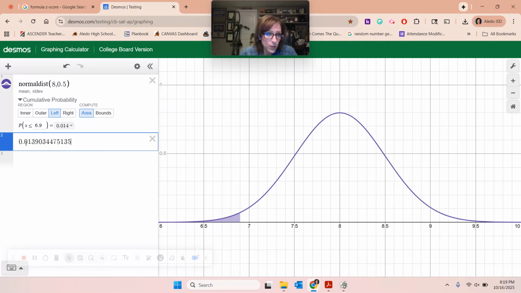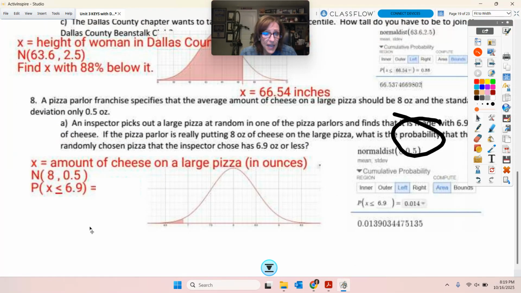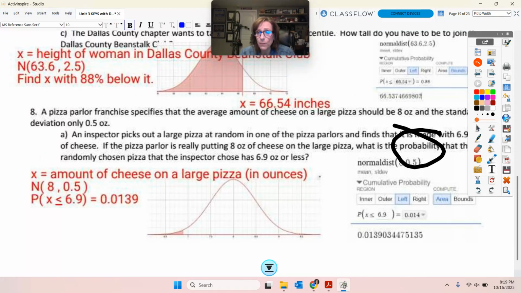It is 0.0139. See, 4 decimals is basically saying 1.39%. Four decimals is the same as a percentage to 2 decimals, so you can say either one of those answers. But 1.39% of pizzas are going to be underweight accidentally. Not very many of them, but it could happen. All right, so there we go.